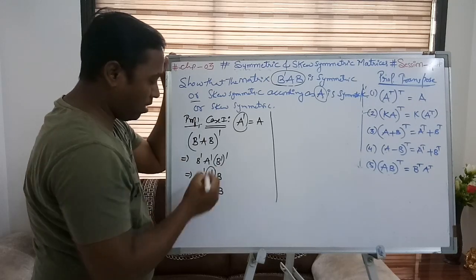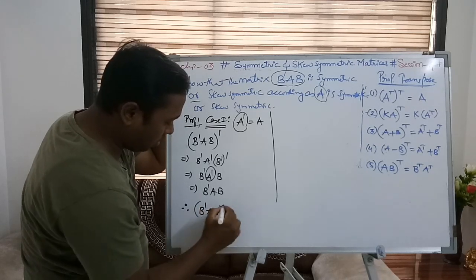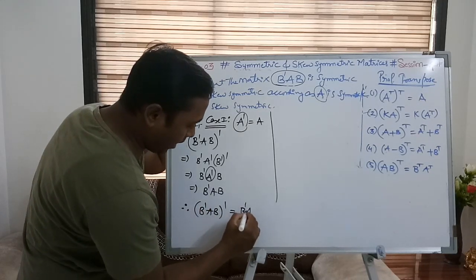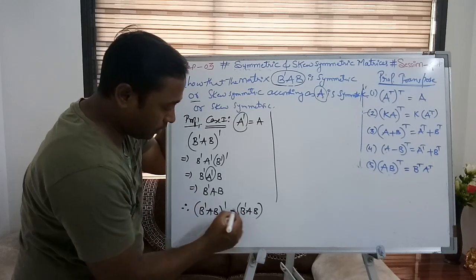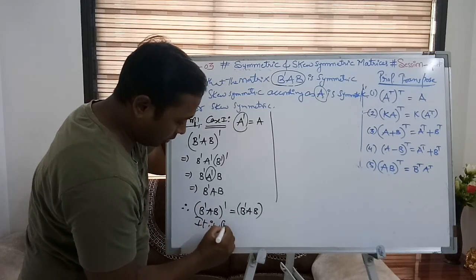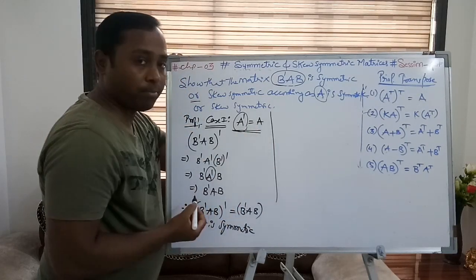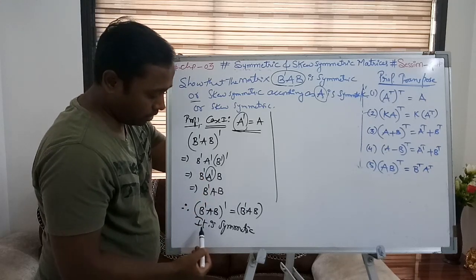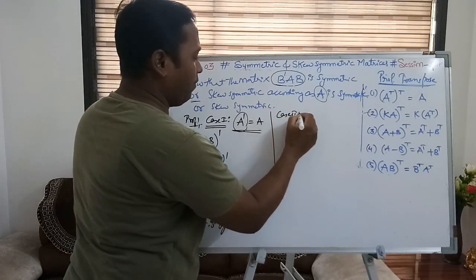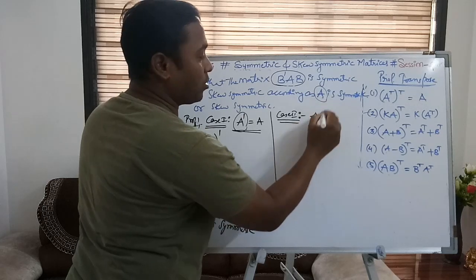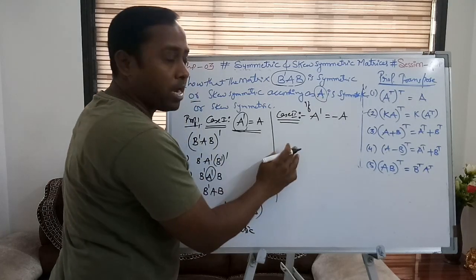So if you see, I arrived that B dash AB whole dash is equal to B dash AB, the matrix itself, the result itself. Hence it is symmetric. If a given matrix A is symmetric, I was able to prove this is also symmetric. Now case 2, where we are considering that it is skew symmetric, means A dash is equal to minus A.